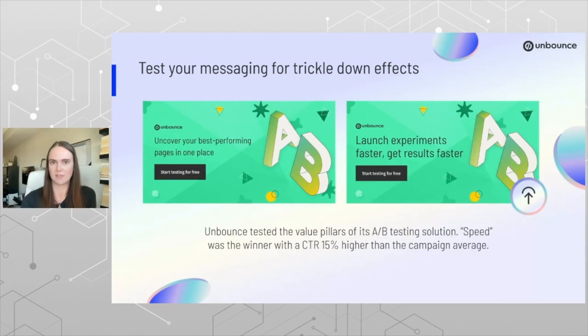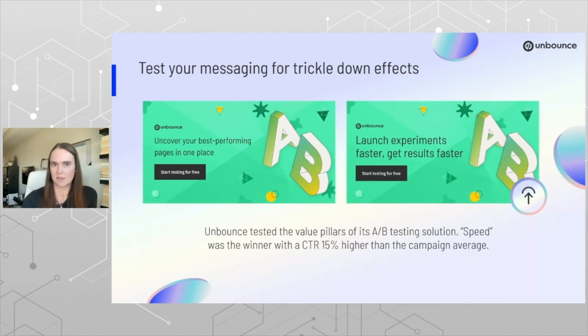So on the left, you can see one that's focused on consolidation, or being able to build and test your landing pages in one place. On the right, you can see one focused on speed, which is all about helping marketers launch experiments faster. So this test was run on LinkedIn, and each ad copy variant was tailored to one of 4 pillars.